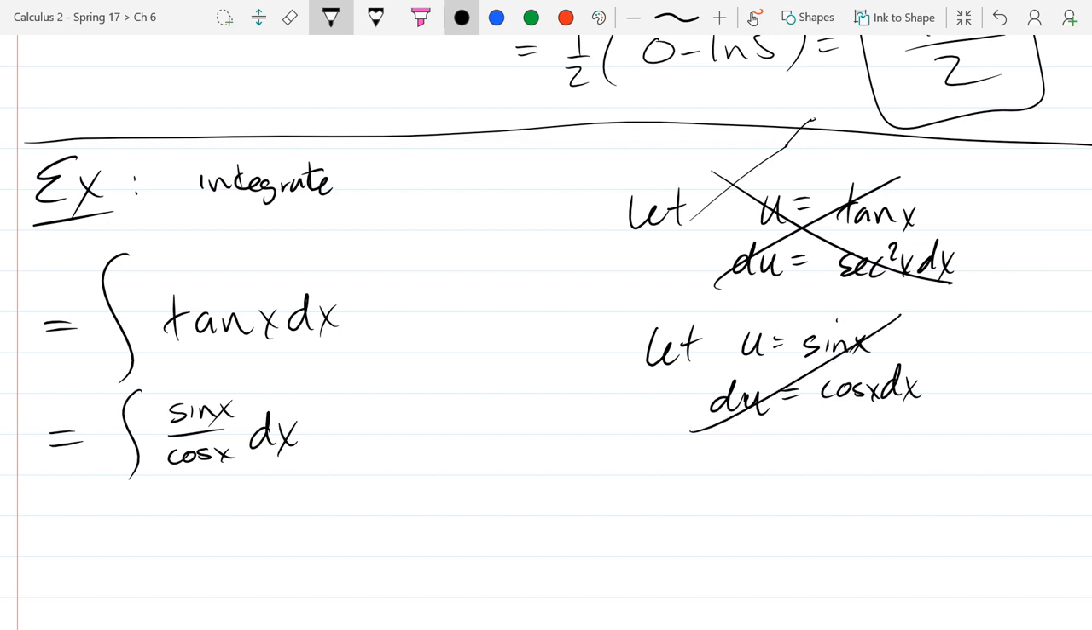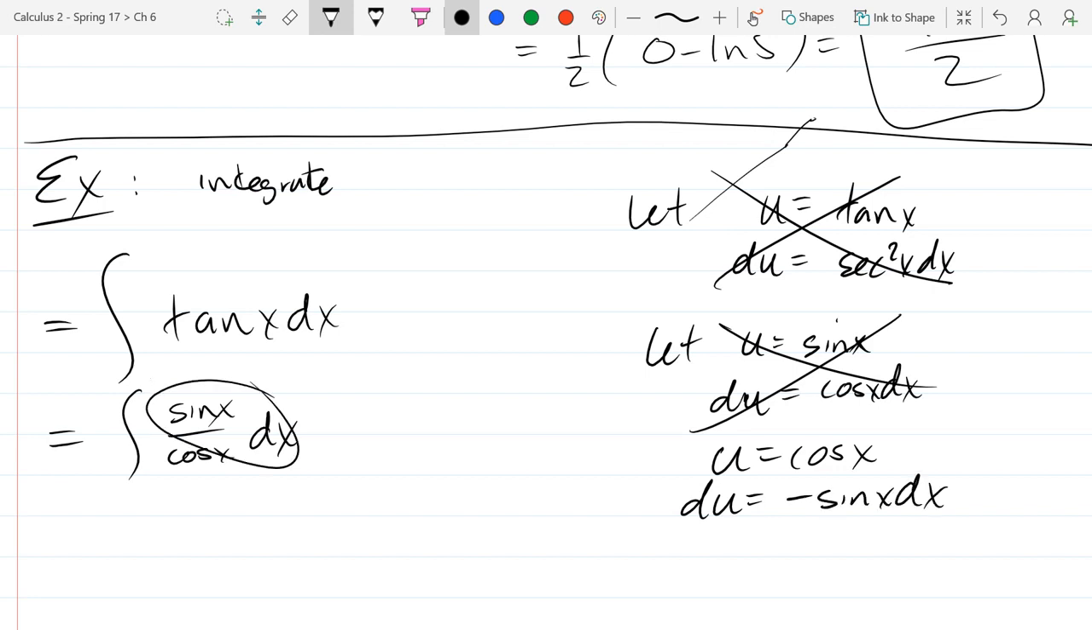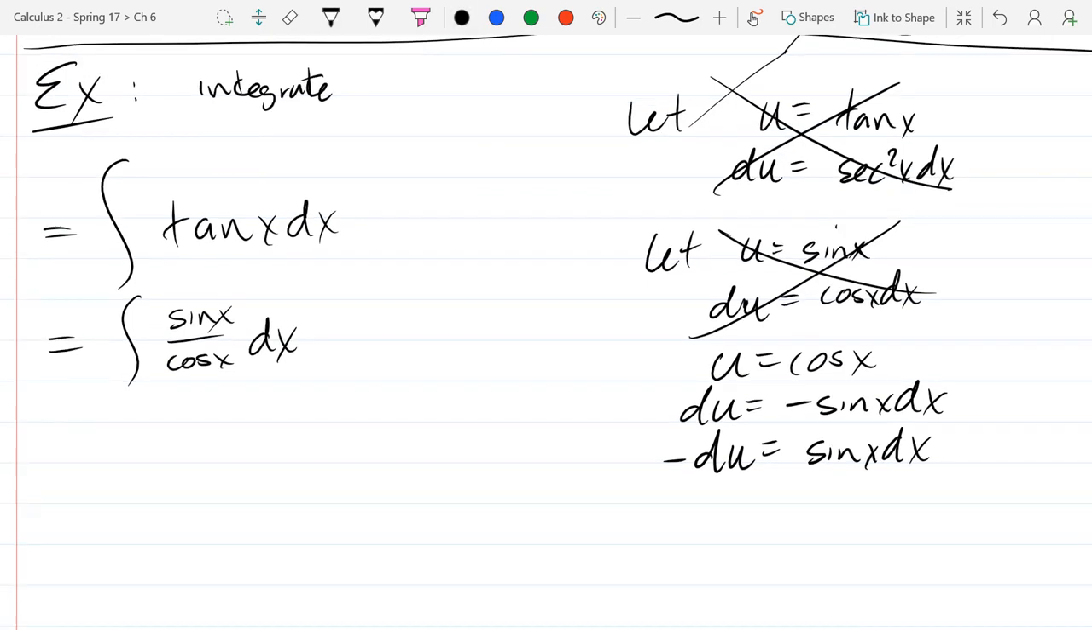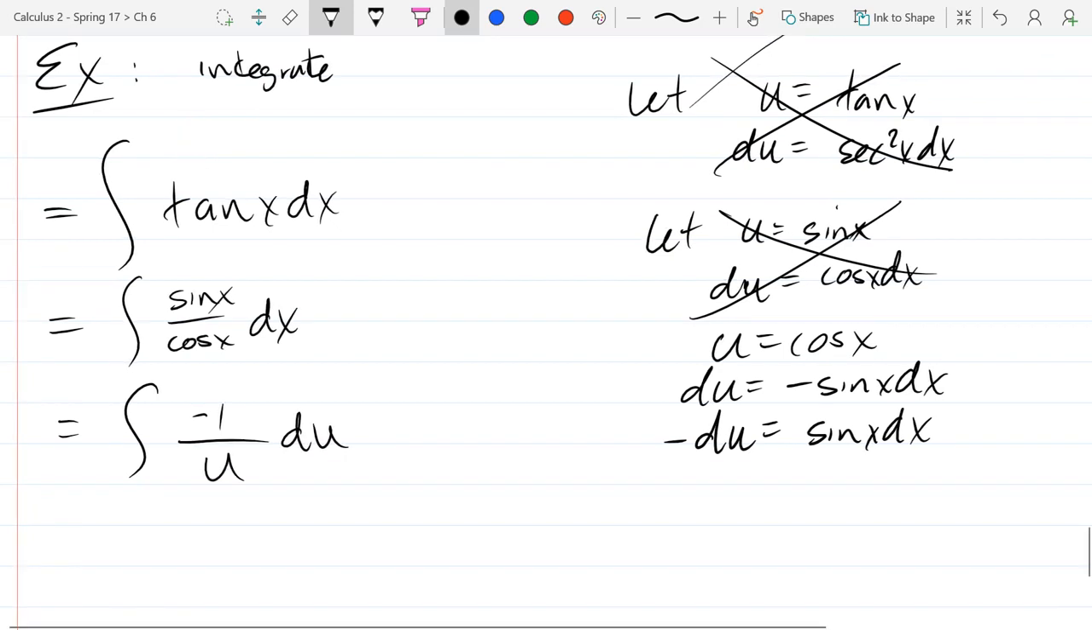So what's a better choice than sin x? Cosine x. So we'll try cos x. Du, derivative of cos x is negative sin x dx. I do see sin x dx in the numerator. The only problem is there's no negative. So we'll get the negative to the other side. Negative du equals sin x dx. Now I can take out sin x dx and write negative du, or negative 1 du, and then cos x was u. So we got a negative 1 over u du. Move the negative sign out front.